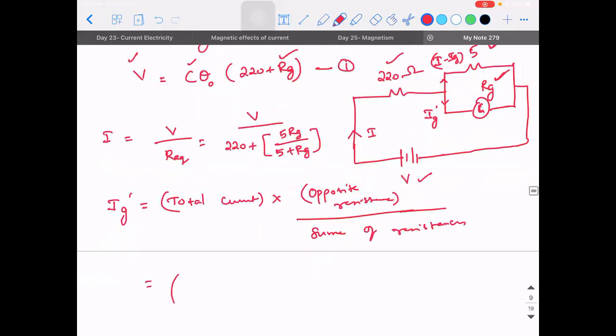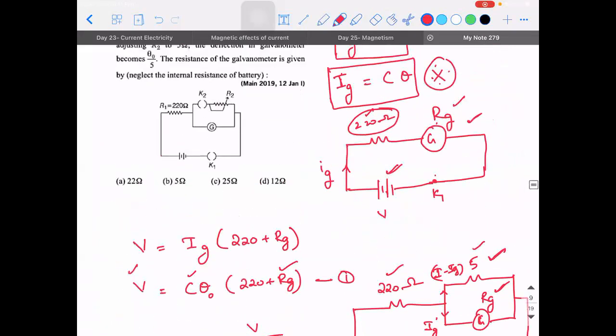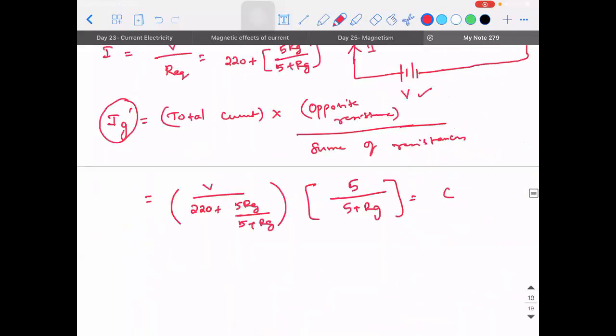Now, what is the total current that is flowing through the circuit? V divided by 220 plus 5 times Rg divided by 5 plus Rg. Into, what is the opposite resistance to Rg? That is 5, the whole divided by 5 plus Rg. So what should be the value of Ig dash, guys? When Ig is C theta, Ig dash, is it not supposed to be equal to C into theta naught divided by 5? So let this be.